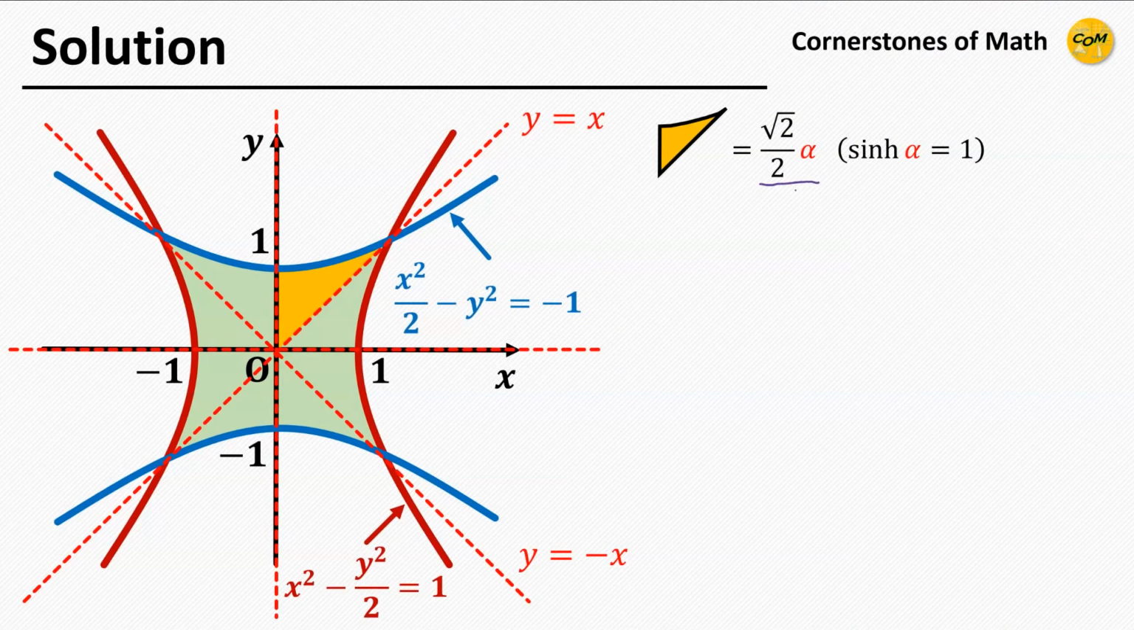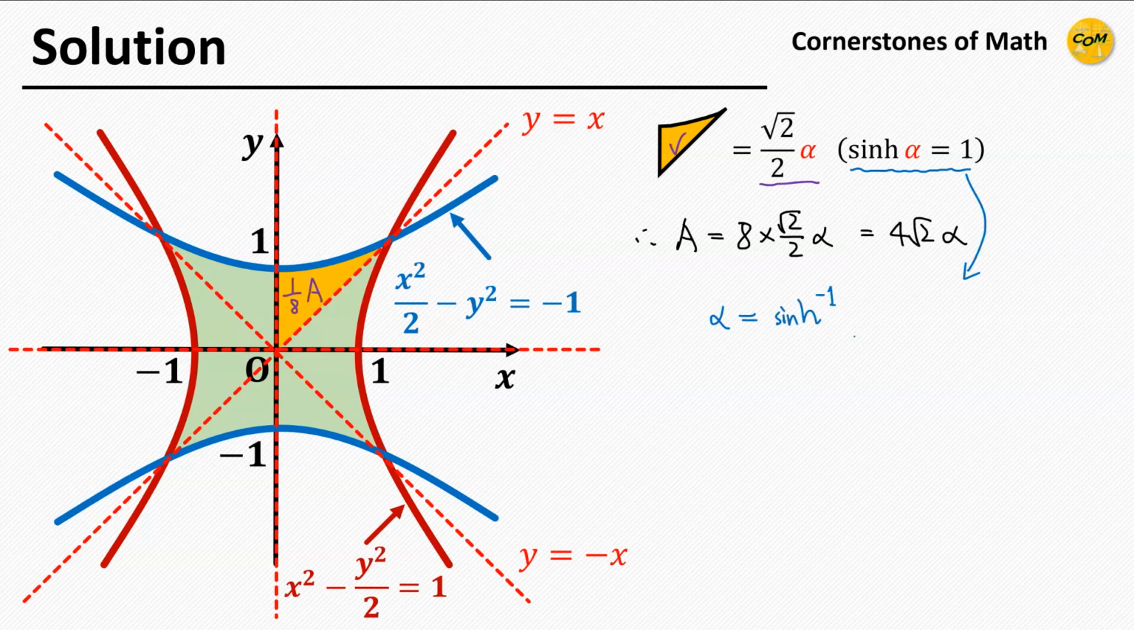But this value is the area of the orange region only, which is 1/8 of the entire enclosed area. Therefore, the entire enclosed area A is given as 8 times square root of 2 over 2 alpha, so it is 4 square root of 2 alpha. And from hyperbolic sine alpha equals 1, we can write alpha equals inverse hyperbolic sine of 1. So we can write area A is equal to 4 square root of 2 times inverse hyperbolic sine of 1.